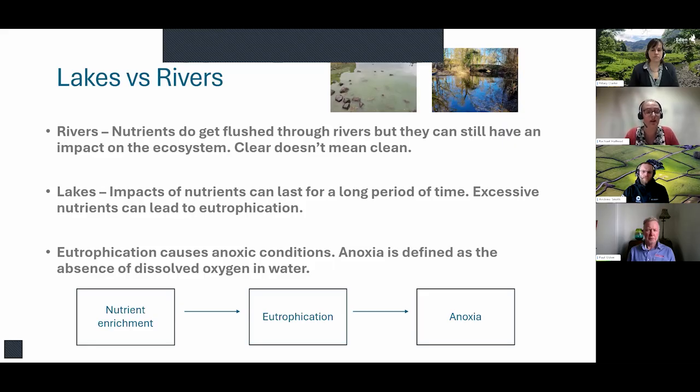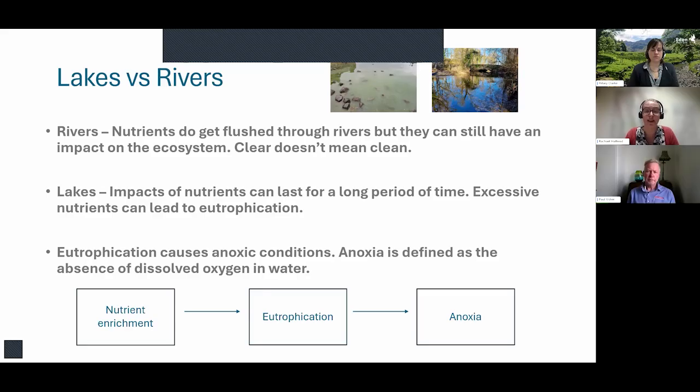Eutrophication is a process of pollution caused from the excessive growth of algae and aquatic plants. Plants die off, they decompose, and then through this decomposition process, the microbes that break down the dead plants or algae need lots of oxygen for this process. So effectively, they rob the water of oxygen, which then ultimately can lead to anoxic or anaerobic conditions. That's defined as the absence of dissolved oxygen in water or the free oxygen in a water body.